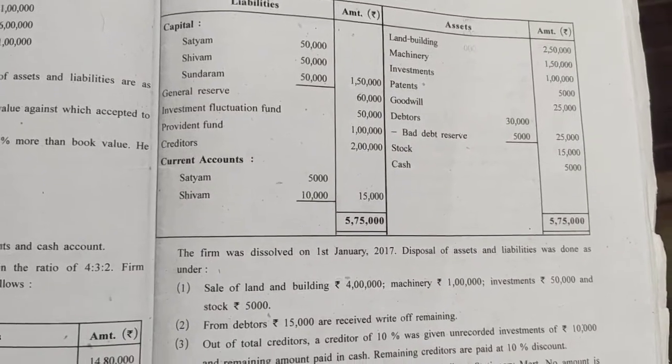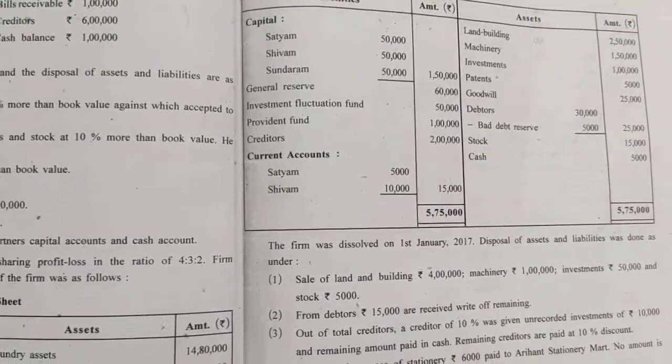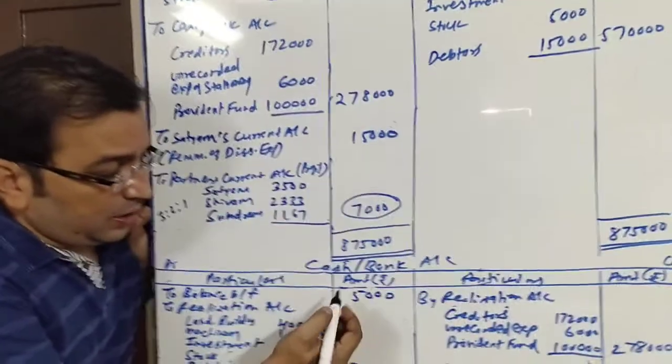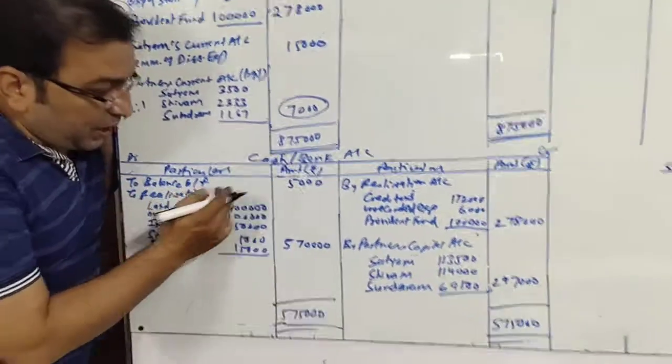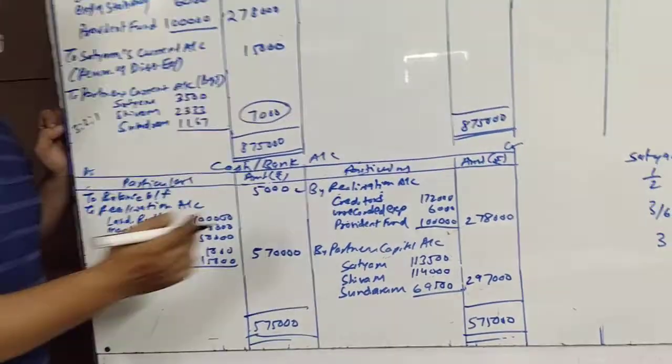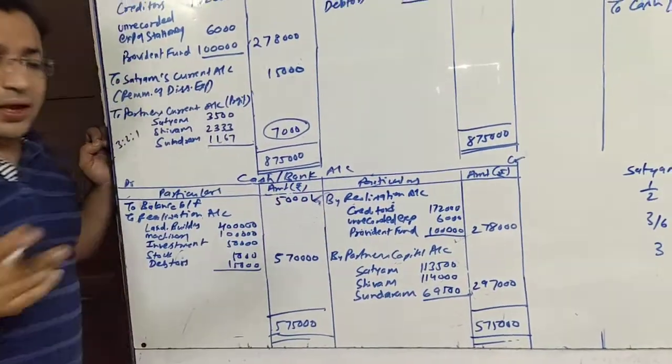Now the last item is cash, rupees 5,000. So it will be written as the opening balance of cash. Here it is in the cash and bank account: to balance brought forward, rupees 5,000. Okay. Next.